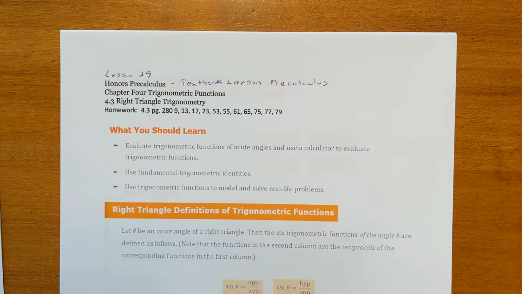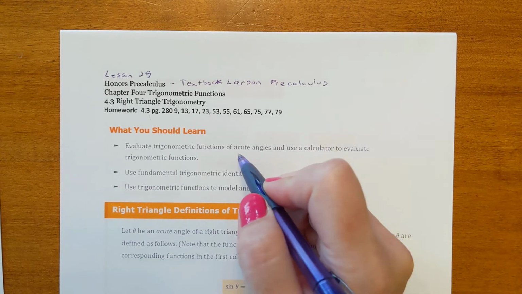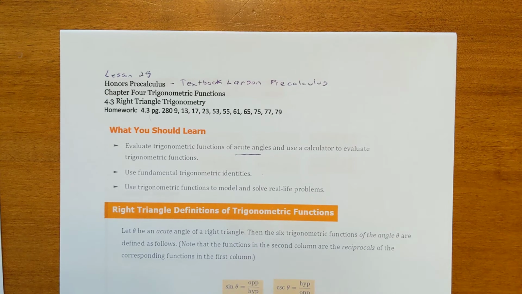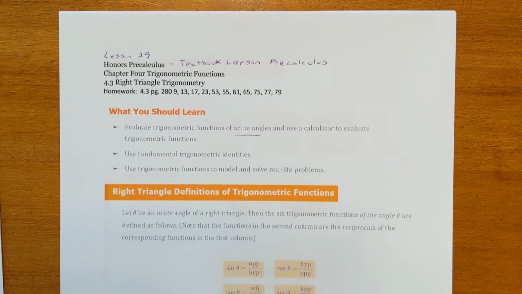Lesson 25 of Precalculus. This is right triangle trigonometry. We're going to evaluate trigonometric functions of acute angles, use a calculator to evaluate trigonometric functions, use fundamental trigonometric identities, and use trigonometric functions to model and solve real-life problems.